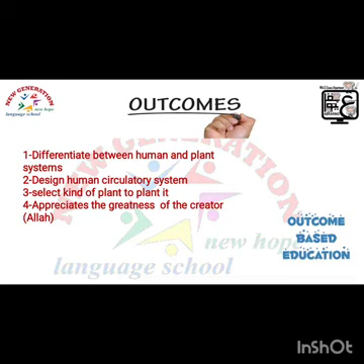we find that our outcomes are: number 1, differentiate between human and plant systems. Number 2, design the human circulatory system. Number 3, select a kind of plant to plant it. Number 4, appreciate the greatness of the Creator, Allah.